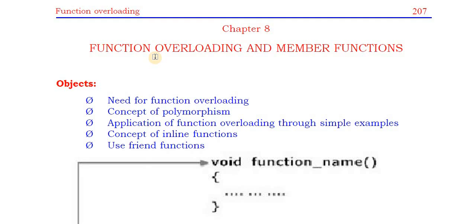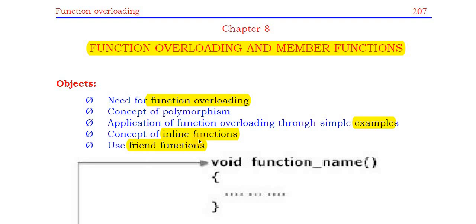Today in this class we will start a new chapter, that is chapter number 8. The name of the chapter is function overloading and member functions. So in this chapter we have to study function overloading, function overloading examples and programs, and we have to study inline functions and friend functions. There are three important topics in this chapter.